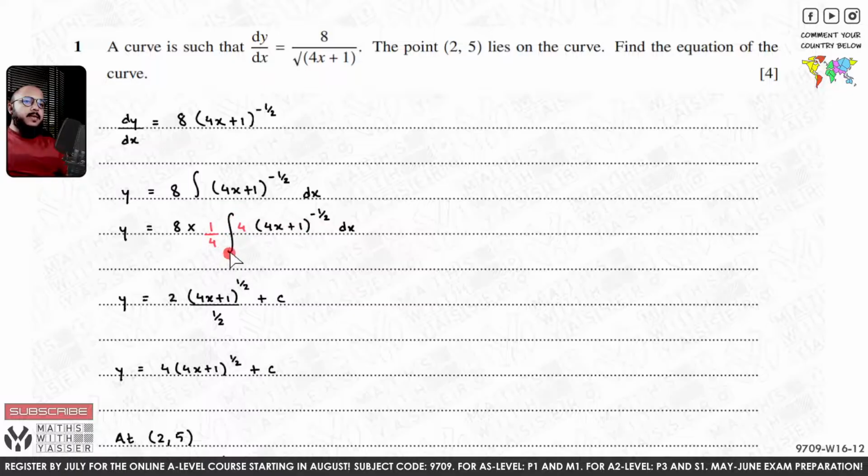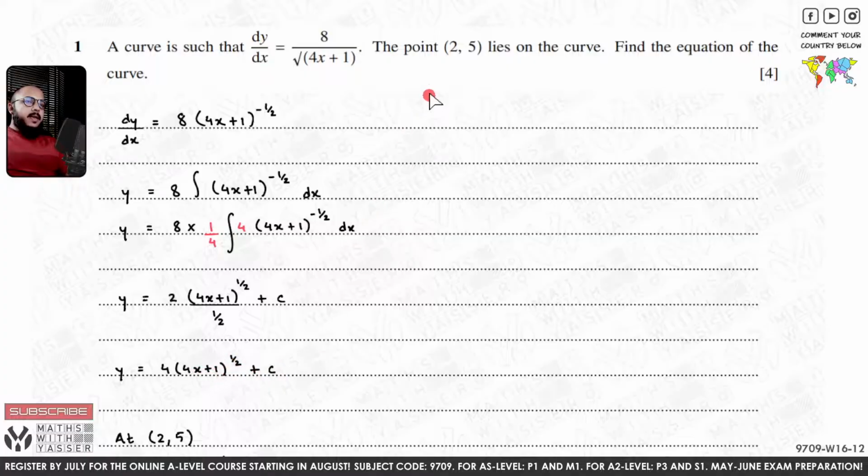After that, the integral sign, the differentiation of 4x plus 1 and the dx will go away and we will integrate the operator. So it will be minus half plus 1, which is positive half, and it will be half as well in the denominator. Simplifying this, we get 2. So it will be 2 times 4x plus 1 whole to the power half over half plus c. Simplifying this further, we get 4 times (4x plus 1) to the power half plus c.